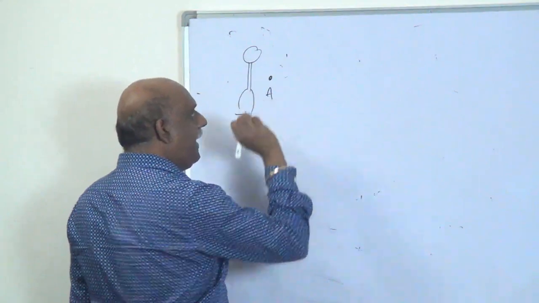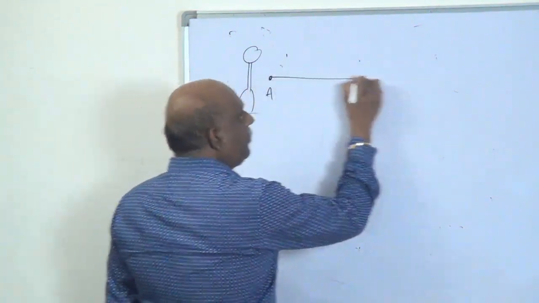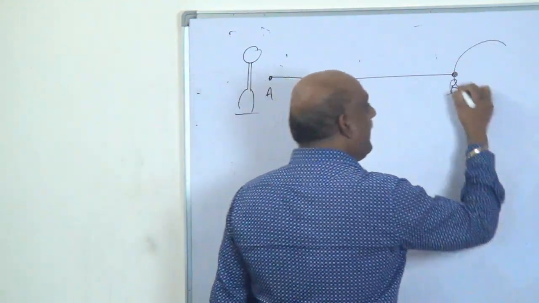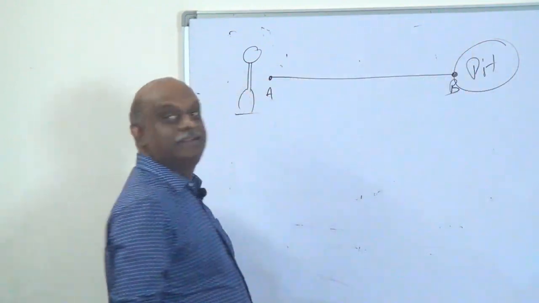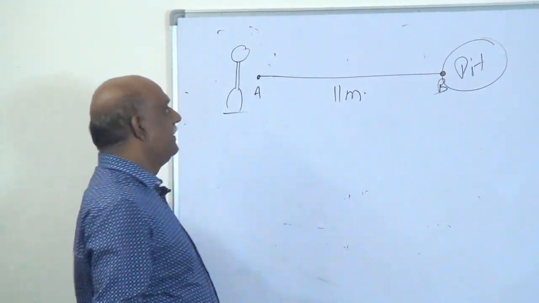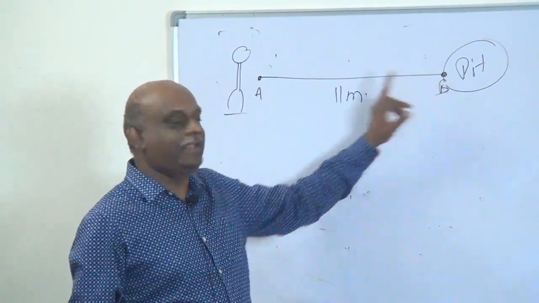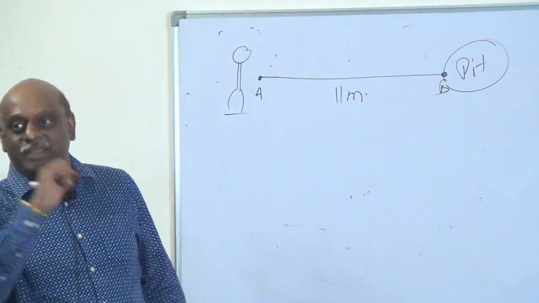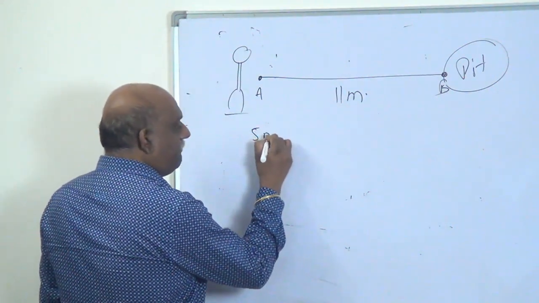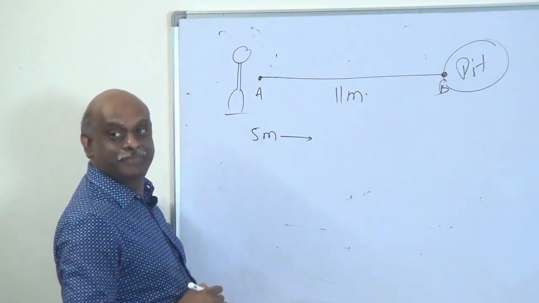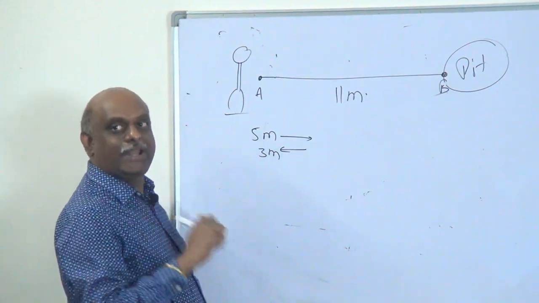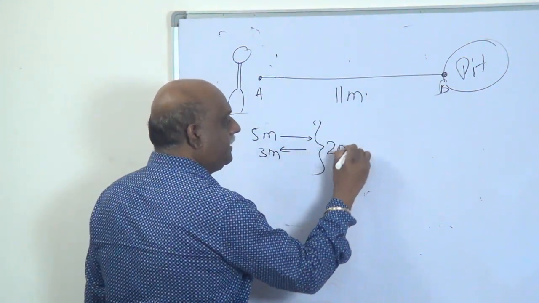So where is our drunkard? He is at the point A and he is walking towards the point B. What is at point B? There is a pit. And we want to know whether he will fall in that pit or not. And the distance between A and point B is 11 meters. Now, what did the examiner say? For every 5 meters he walks forward, he takes 3 meters backward. So how much is he progressing? He is progressing 2 meters.